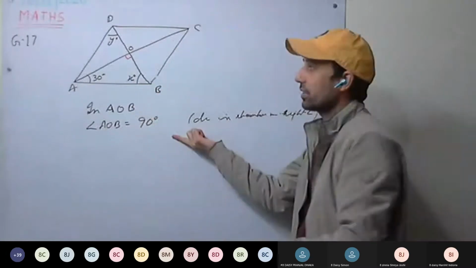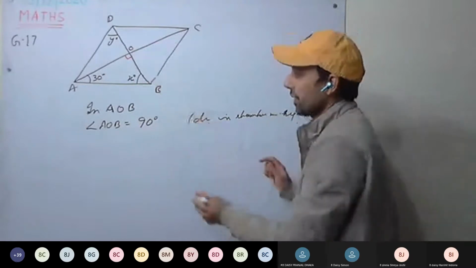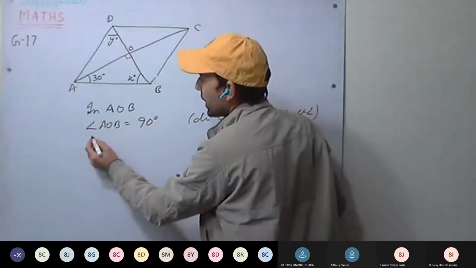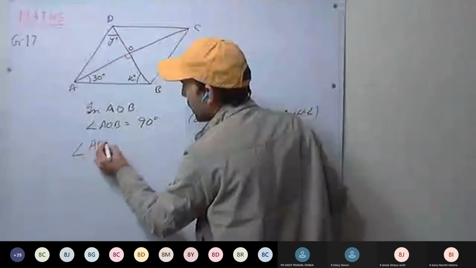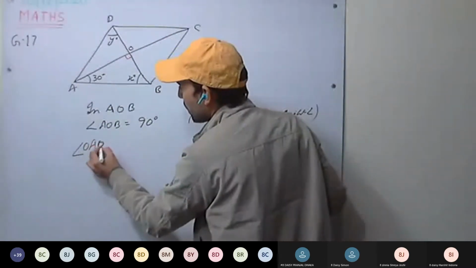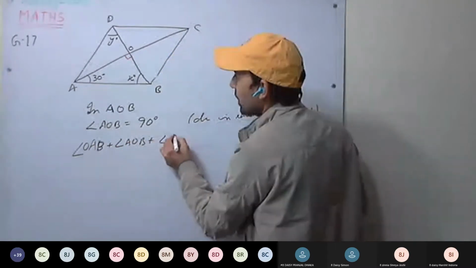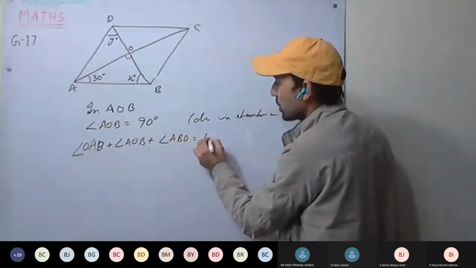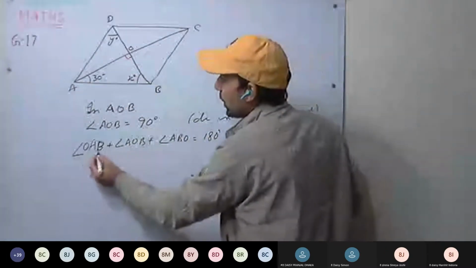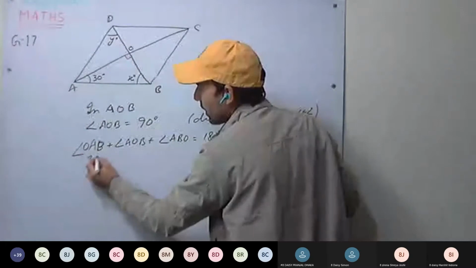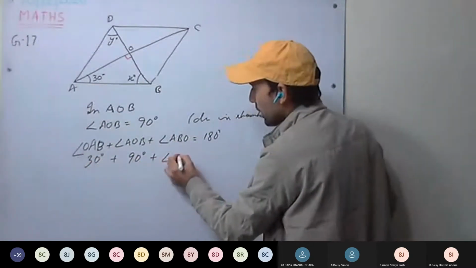Now we can calculate x degree easily. So see here, this is equal to 90 degree and angle OAB, angle OAB plus angle AOB plus angle ABO equal to how much? 180 degree. Sum of these three angles, 180 degree. OAB, 30 degree plus 90 degree plus angle ABO.